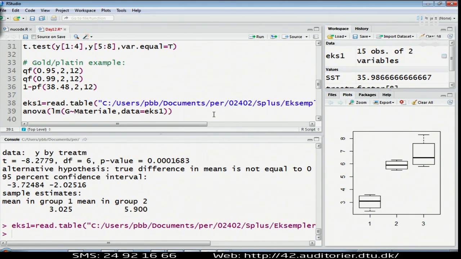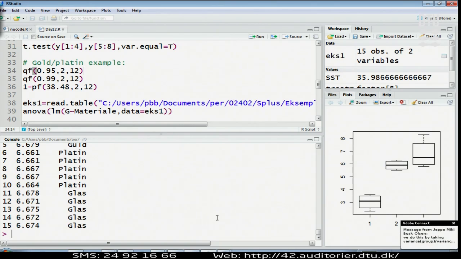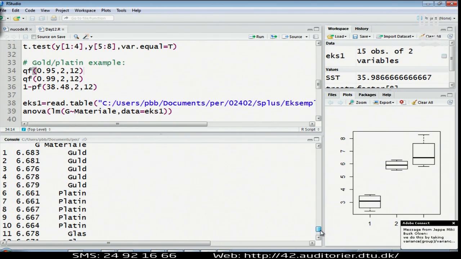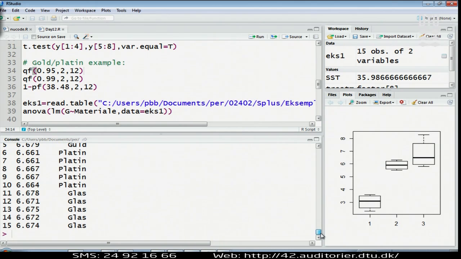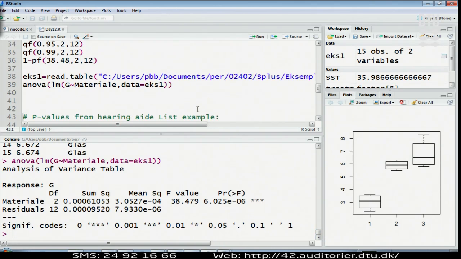Here's an example, I'll share this with you as I usually do, of course, the updated one. Here's a way of reading in some data from a data table. This is the gold, platinum, glass example, and you could do the Anova on this one, and we get the result that I already shared with you from the example.